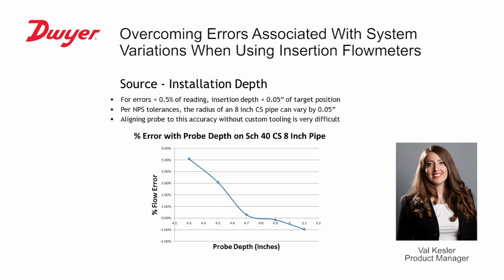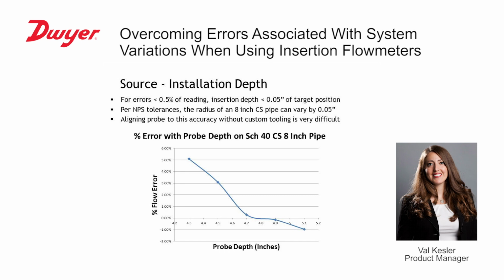If you remember when we discussed the NPS tolerances, or the National Pipe Standard tolerances in the pipes, in an 8-inch carbon steel pipe, the dimensions can vary by that 0.05 of an inch tolerance level. So it's extremely important that you understand what the actual insertion depth is, but in order to do that, you also need to understand what the true inner diameter of your pipe is.